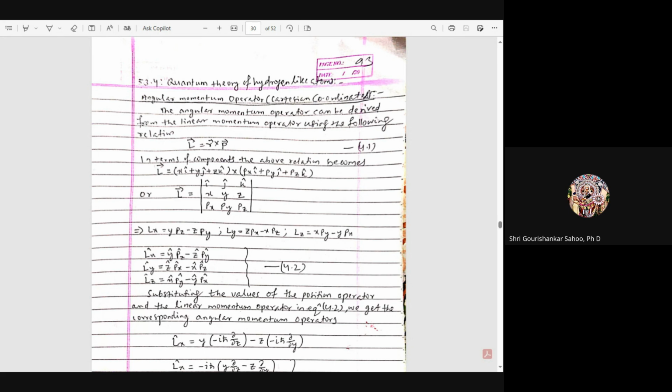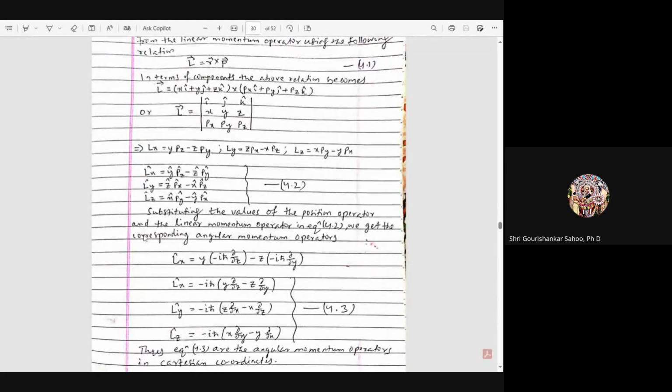And the cross product will be written as a matrix with rows i cap, j cap, k cap; x, y, z; px, py, pz. So your Lx cap can be written as y cap pz cap minus z cap py cap. Ly cap will be written as z cap px cap minus x cap pz cap. And Lz cap will be written as x cap py cap minus y cap px cap.